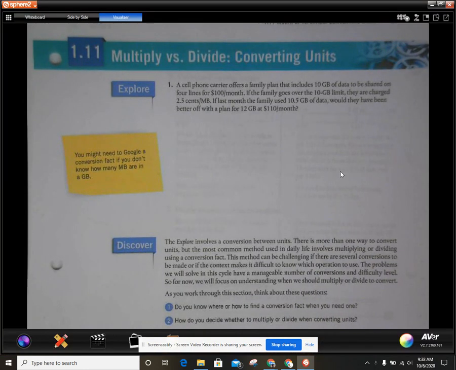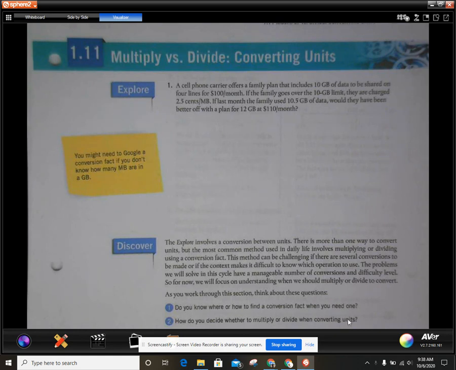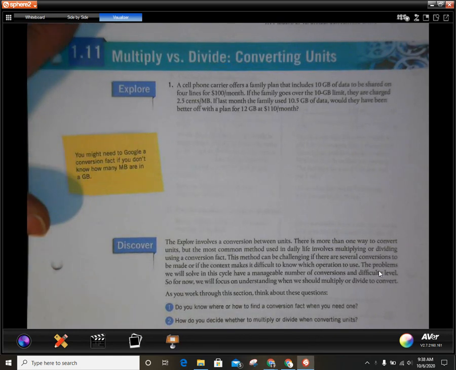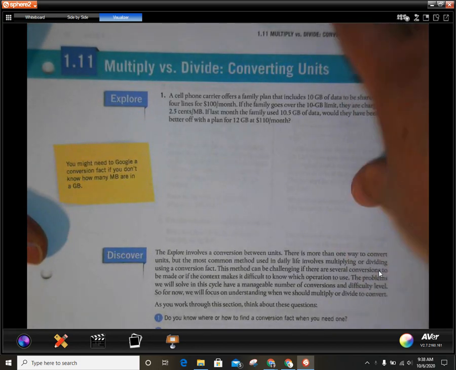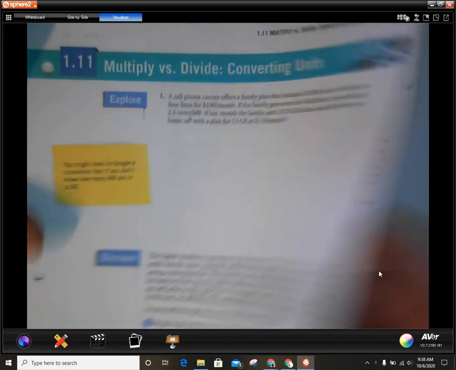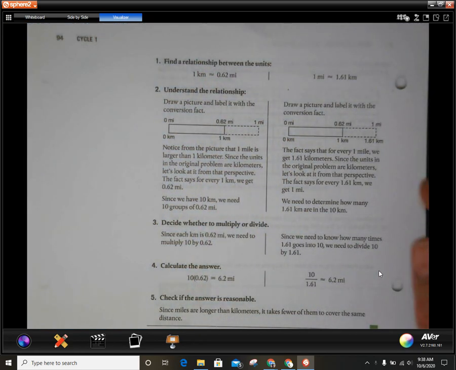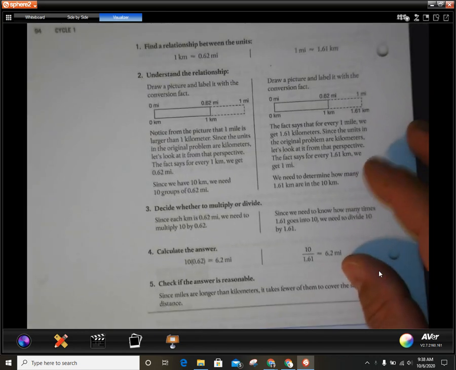Okay, 1.11, converting units. Now, we did a little bit of this earlier. We normally call this, and especially you had this in Algebra 1, dimensional analysis. Let's just go to the first, how it works here, this chart on the bottom.